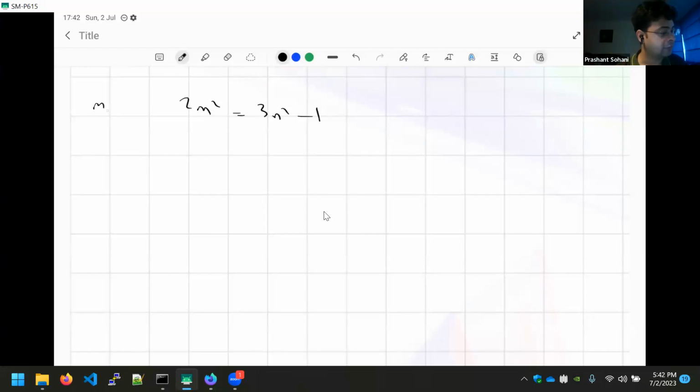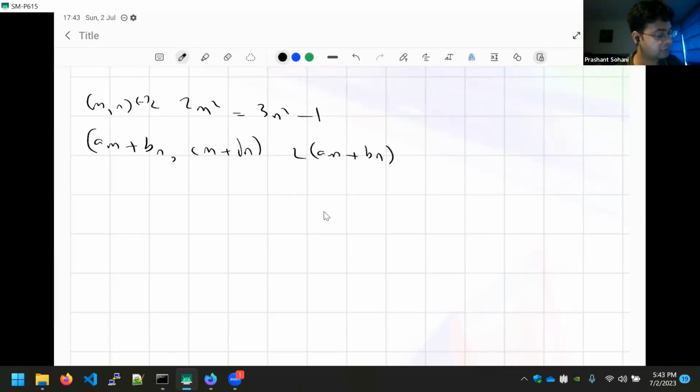We are given that if a particular pair of integers m and n satisfies this equation, then we also expect that the pair am + bn and cm + dn will satisfy the same equation. So if we substitute and expand the terms, 2 times (am + bn)² is equal to 3 times (cm + dn)² minus 1. From here we simplified and got rid of a few terms. In particular, the middle term, the amn·bn and cm·dn part, gets cancelled because of this given property, and regrouping, we can equate the -1 part from here to here.